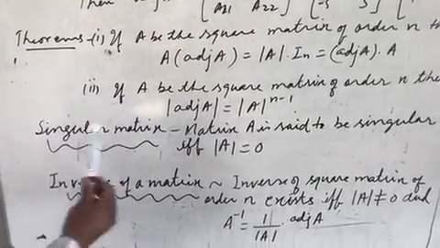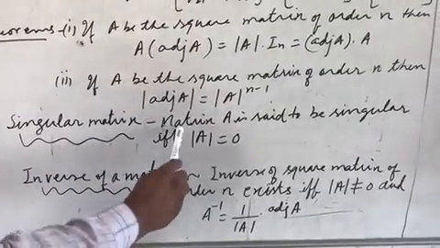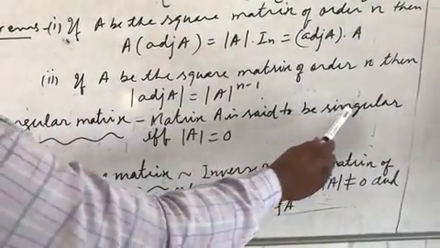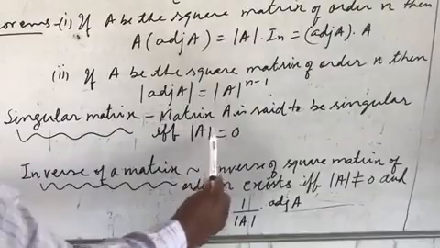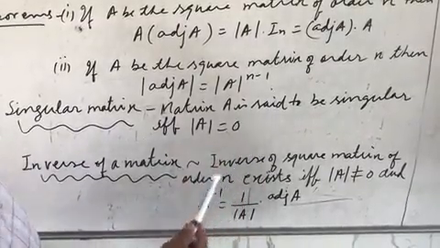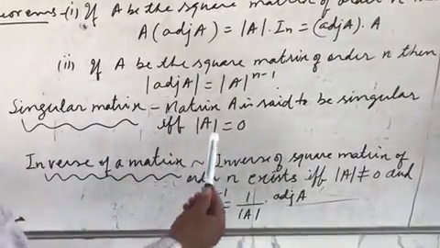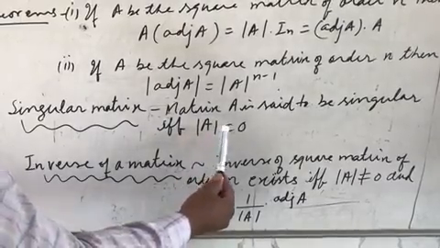Now come to the singular matrix. A matrix A is said to be singular if and only if the value of its determinant is 0. Or we can say the matrix is said to be non-singular if and only if the determinant of A is not equal to 0.